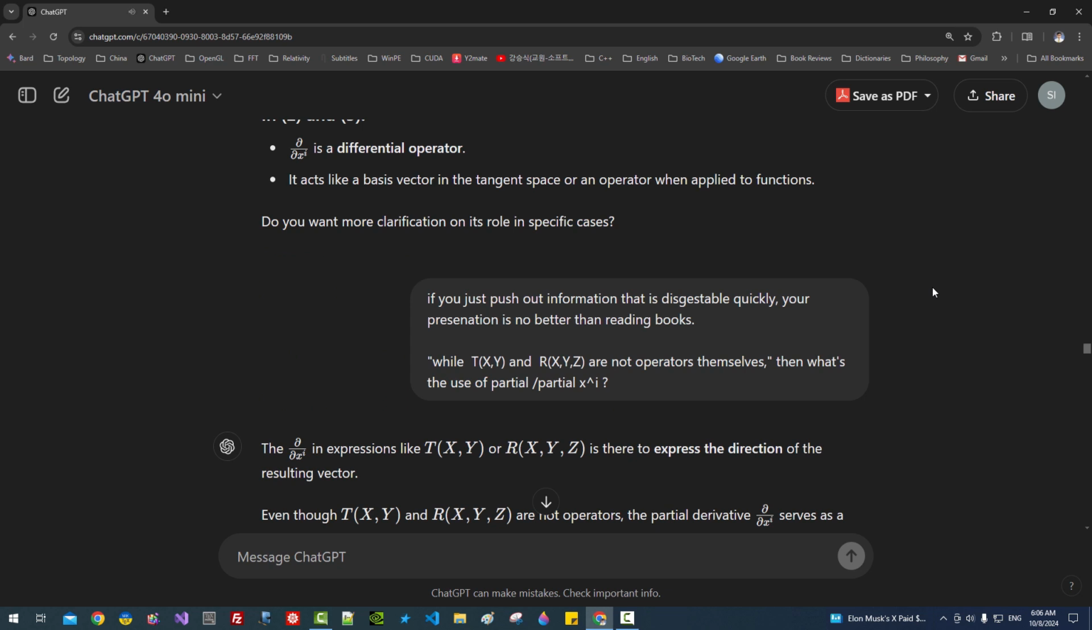If you just push out information that is digestible quickly, it should be indigestible quickly. Your presentation is no better than reading books. While T(x,y) and R(x,y)z are not operators themselves, then what's the use of ∂/∂x^i?